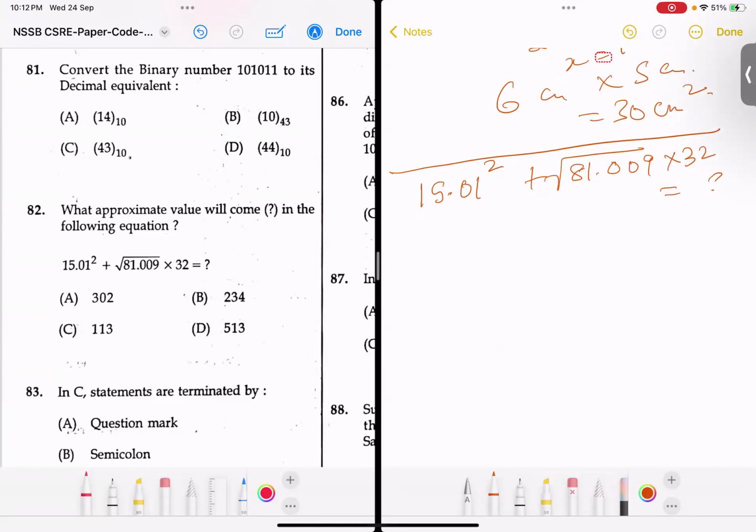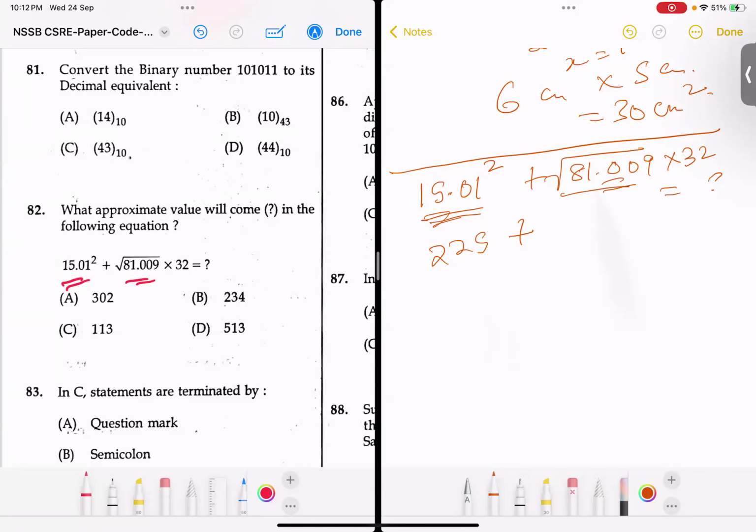So now this consists of a very large multiplication, right? See, because there are decimal points, it's very difficult to multiply, but here is one trick, okay? Now 15.01 is very close to 15 only, right? So if we consider it as 15 squared, it will be 225, right? So we're just going to average it out, okay?